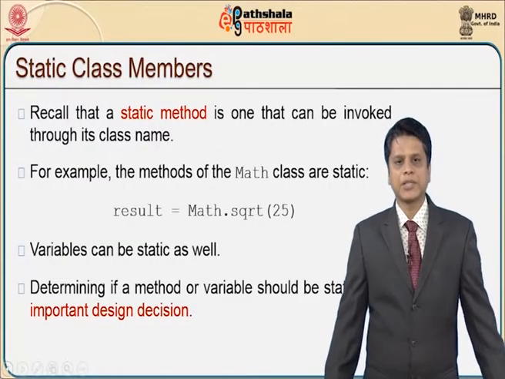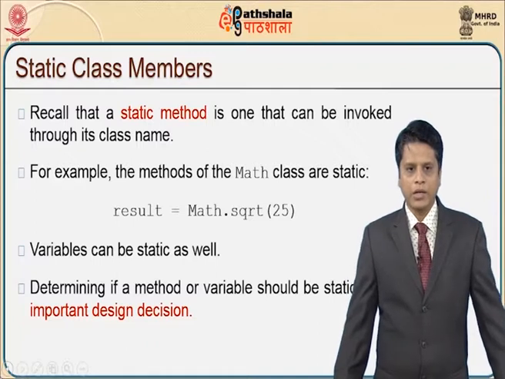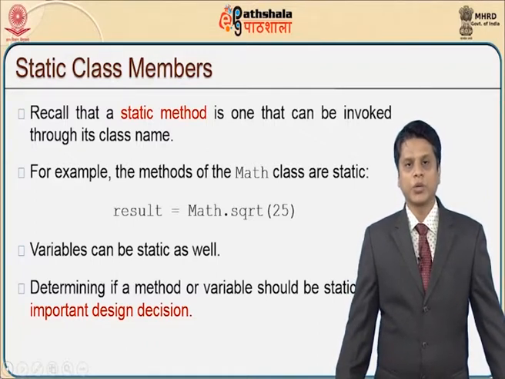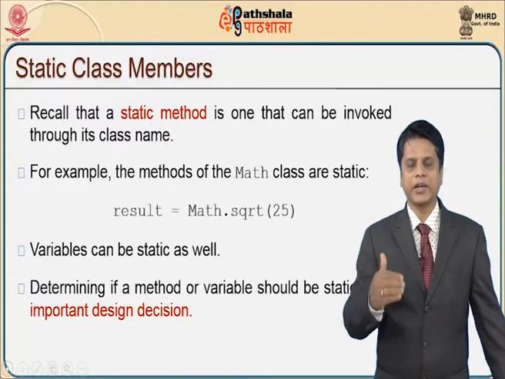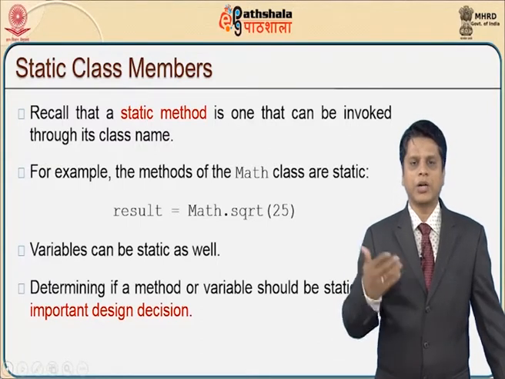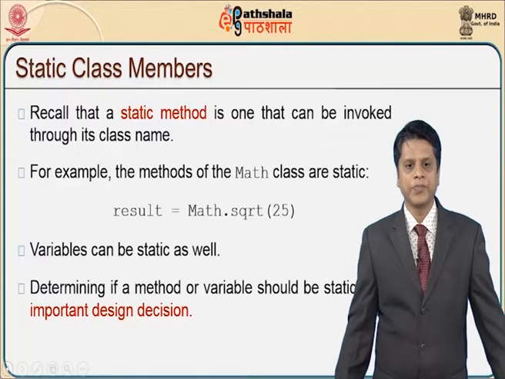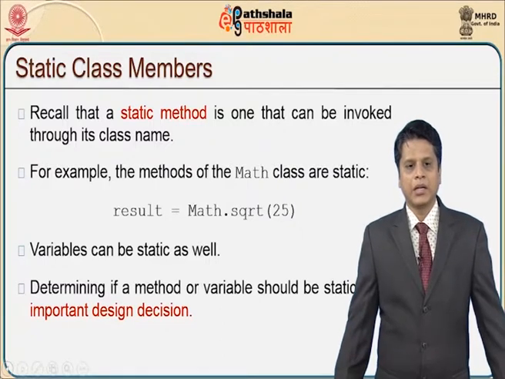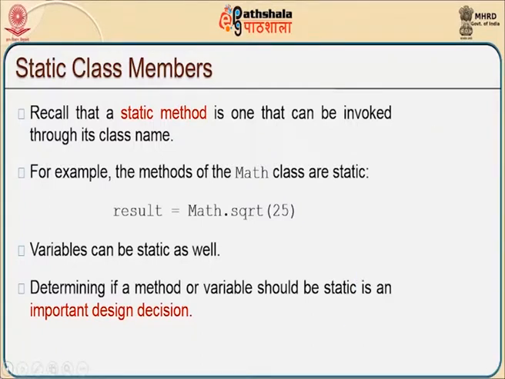Static class members. Recall that a static method is one that can be invoked through its class name. You would have studied this when you were studying Java or object oriented programming. For example, the methods of the Math class are static: result is equal to Math.sqrt(25). Variables can be static as well.